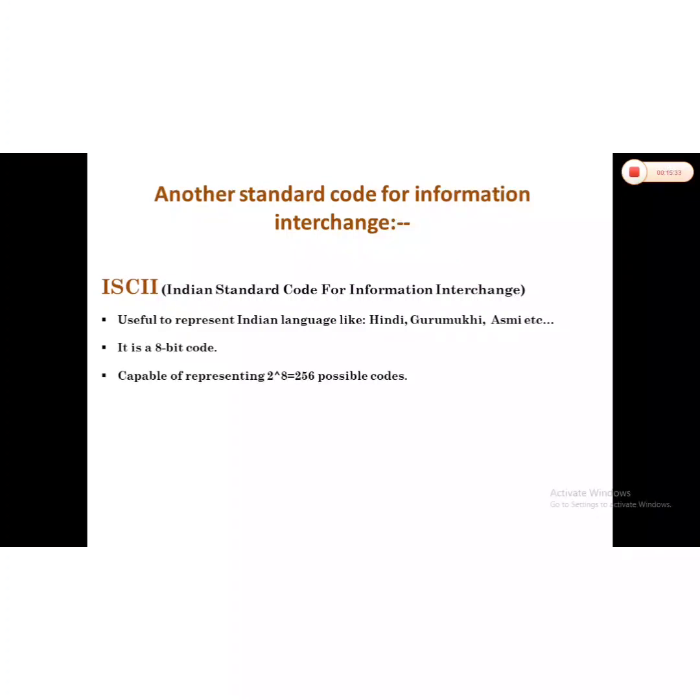So it is capable of representing 2 raised to the power 8, the same as for binary conversion. 2 raised to the power 8 gives you 256 possible codes. And this was introduced as I have told. The whole process of conversion is the same as ASCII. So don't be confused. Anything you want to convert, just convert by specifying a count to it. Count means a number to it.